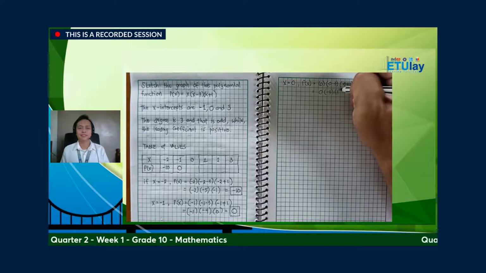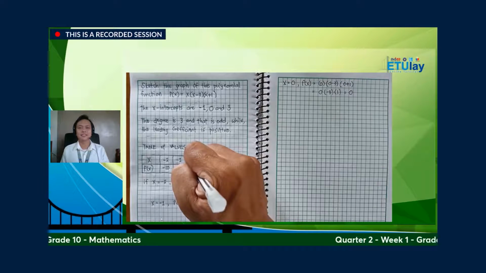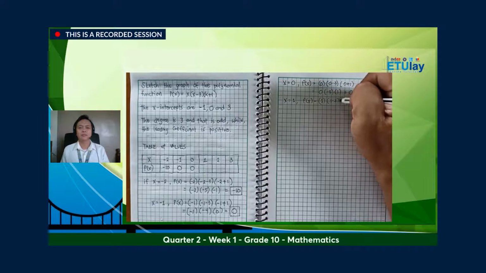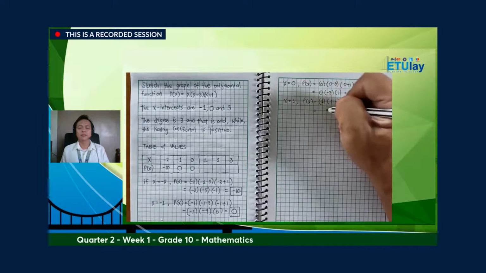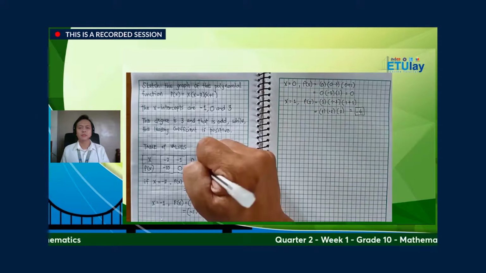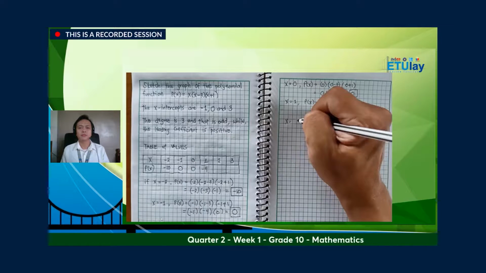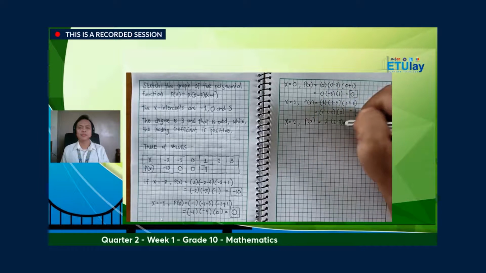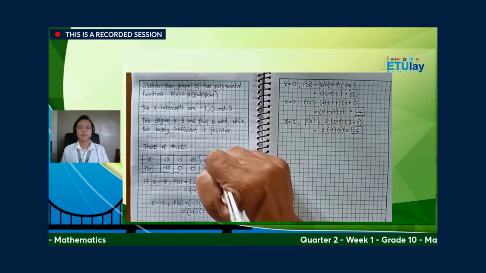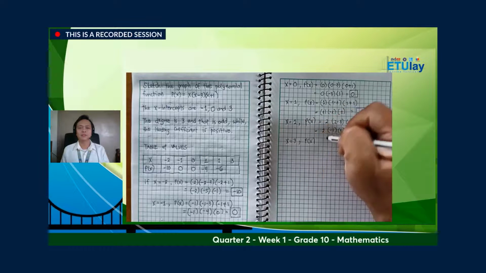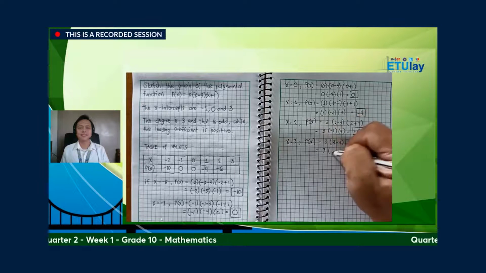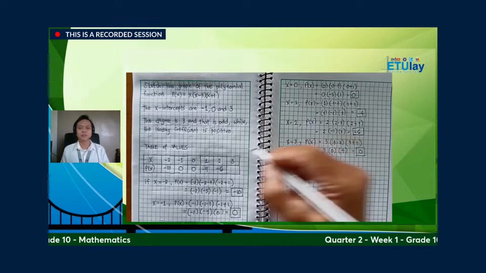If x is equal to 0, we will have 0 times the quantity 0 minus 3 times the quantity 0 plus 1, which is equal to 0. If x is equal to 1, we will have 1 times the quantity 1 minus 3 times the quantity 1 plus 1. The answer will be negative 4. If x is equal to 2, we will have 2 times the quantity 2 minus 3 times the quantity 2 plus 1. The answer is negative 6. And if we have 3 times the quantity 3 minus 3 times the quantity 3 plus 1, the answer is 0.